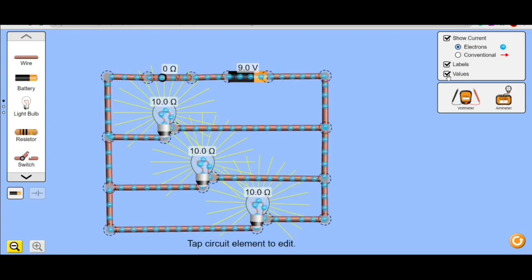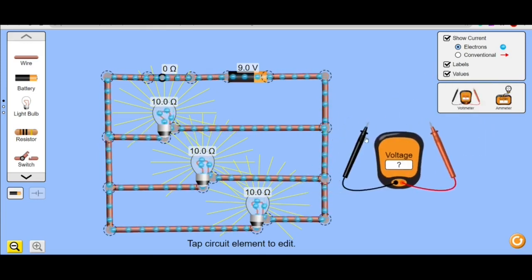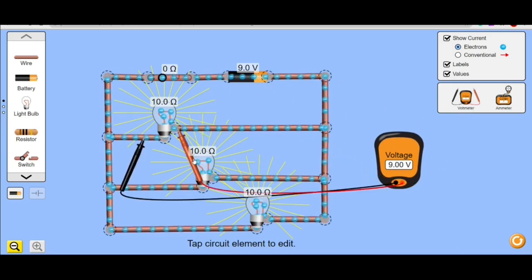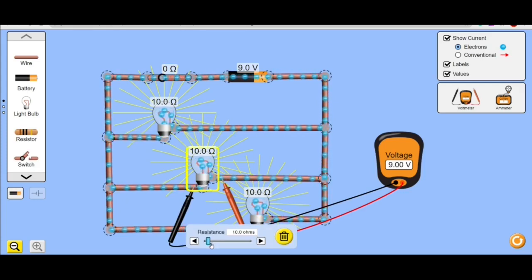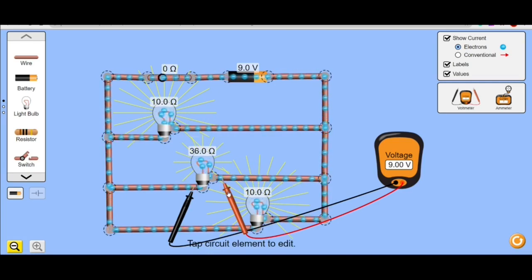Let's see the values of these circuit elements. Battery is of 9 volt and these three bulbs are of the same resistance, that is 10 ohm. Let's check the voltmeter across all the points. So the voltage across the battery is 9 volt. Voltage across the second bulb is 9 volt and the voltage across the third bulb will also be 9 volt only. Let's change the value of this bulb. Let's increase the resistance. You will see the voltage is still the same. So we can conclude that the voltage in the parallel combination is same at all the points.